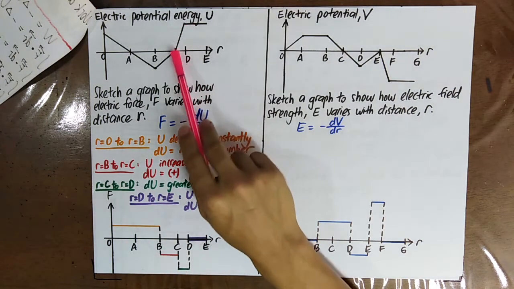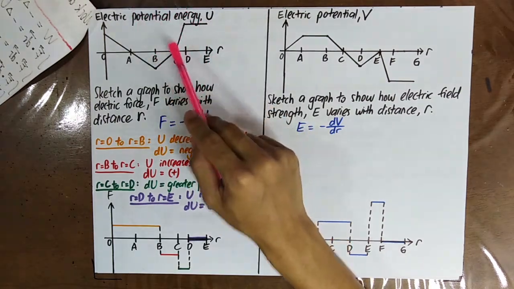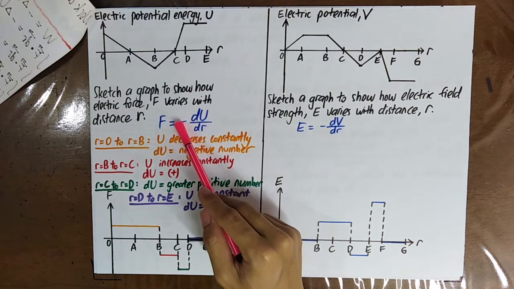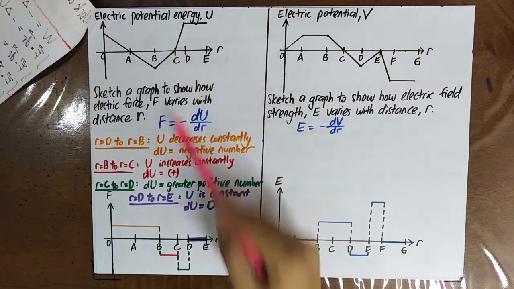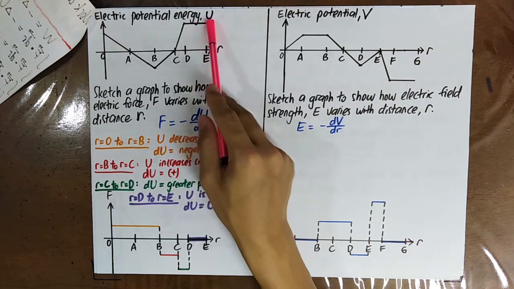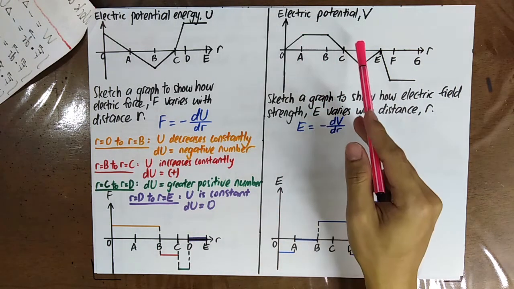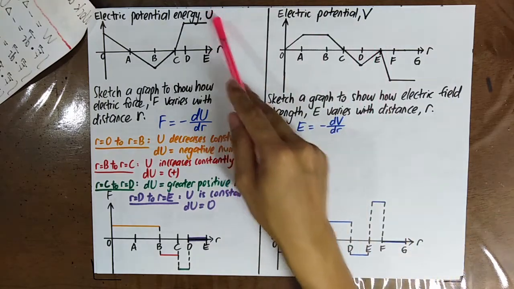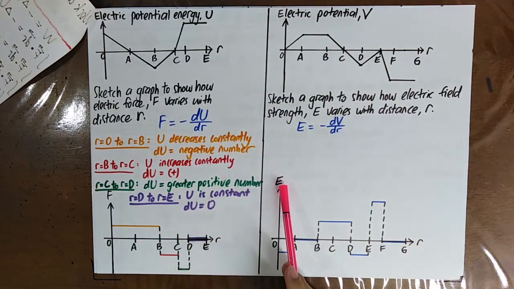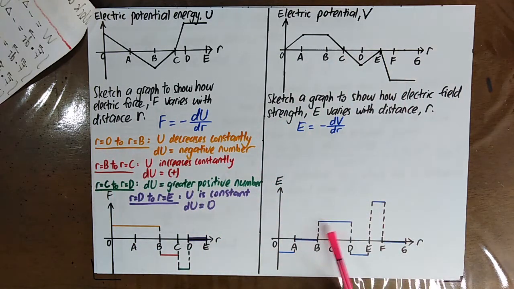From C to D, it increases sharply. So dU is a very great positive number, but when it is multiplied by the negative sign, it becomes a very negative number. From D to E, U does not change. That means U is a constant. dU is 0, so everything becomes 0. Okay, so this is how you get the answer. By the same reasoning, except that now U changes to V and F changes to E, you repeat all the steps here, then surely you can get this answer.